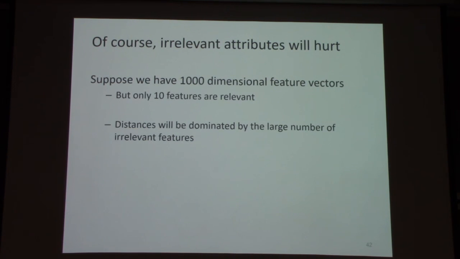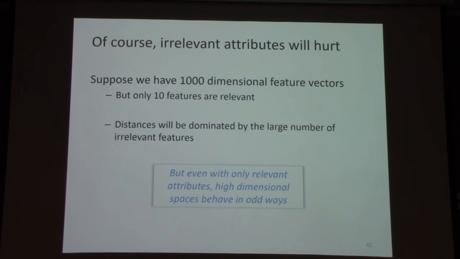In any case, why will high dimensions be problematic? Of course, if you have high dimensional spaces and most of the features are irrelevant, that's a problem. If you have 1,000 features and only 10 of them are relevant, especially with things like nearest neighbors classifiers, the distances will be dominated by the irrelevant features. That's definitely a problem. But I'm going to argue that even if you have only relevant features, high dimensional spaces can be a little odd. Let me explain this with some examples.